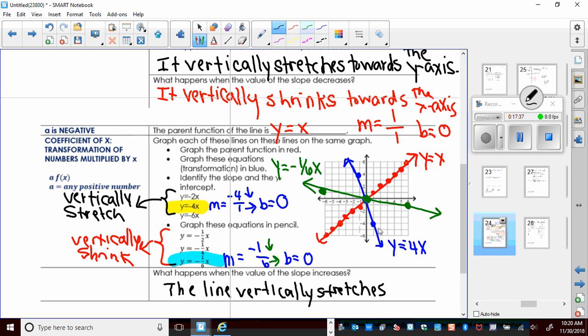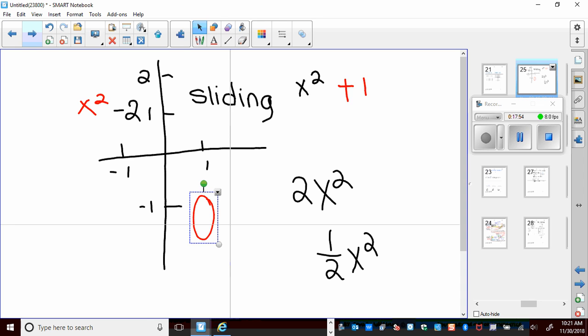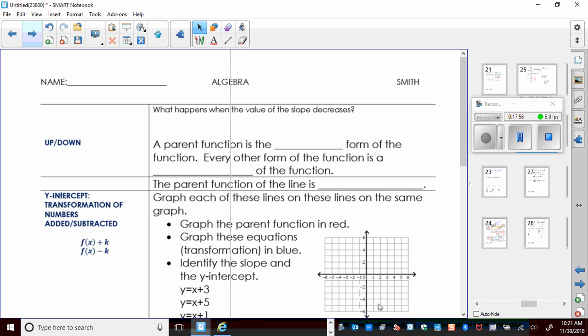The next one asks you again, what happens when the value of the slope decreases? It virtually shrinks towards the x-axis. Perfect. First one is towards the y-axis. Second one is towards the x-axis. Okay? Almost done.